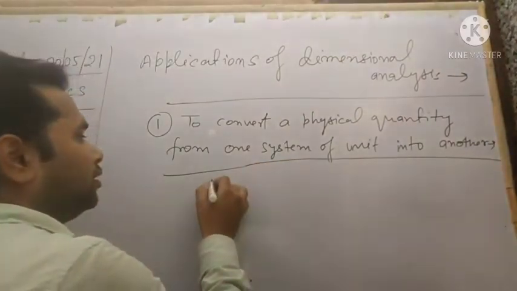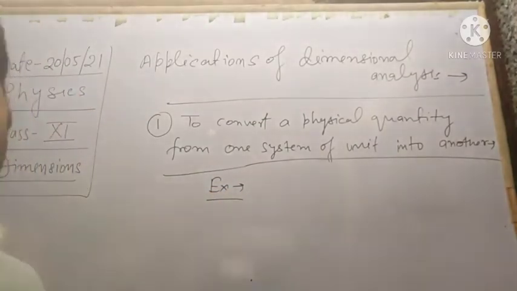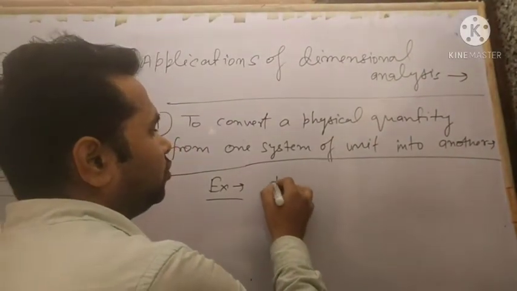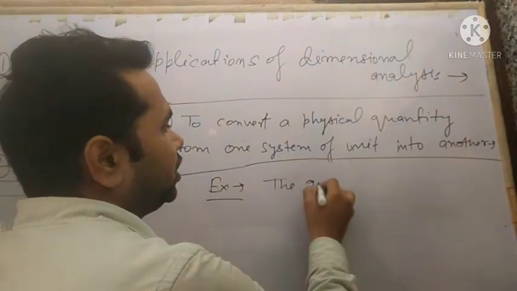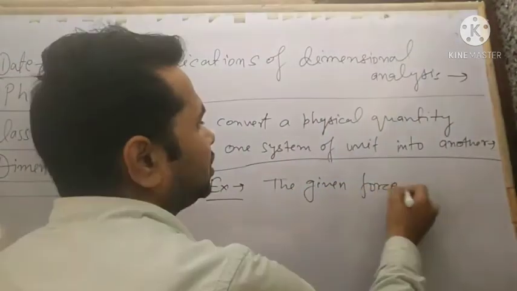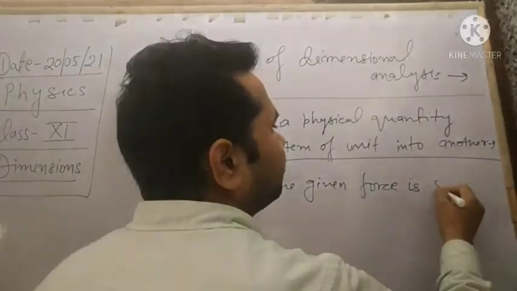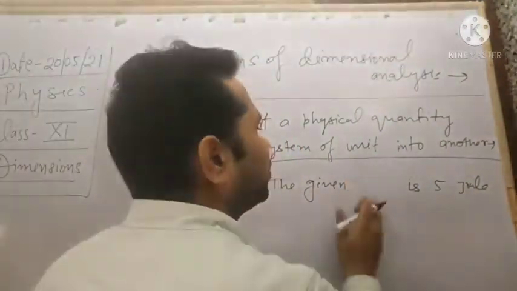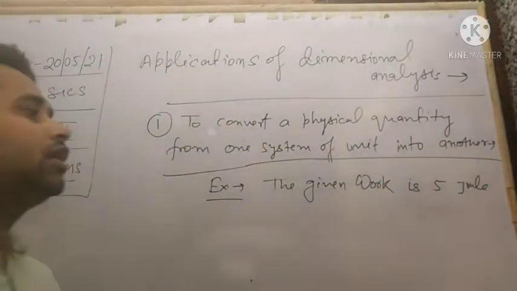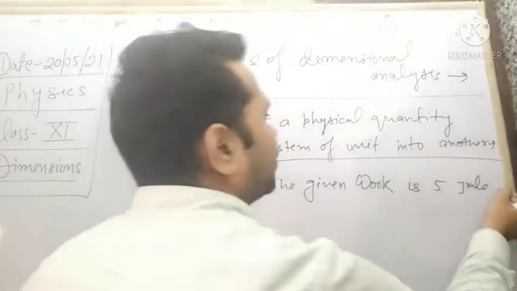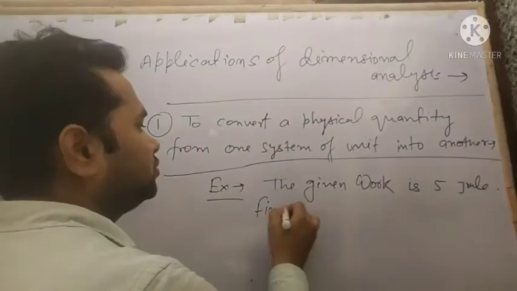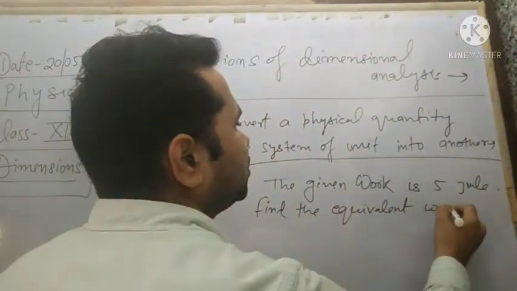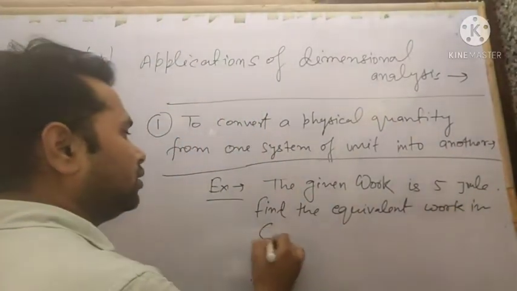Right here, one example. Suppose the question is: the given work is 5 joule. Find the equivalent work in CGS system.